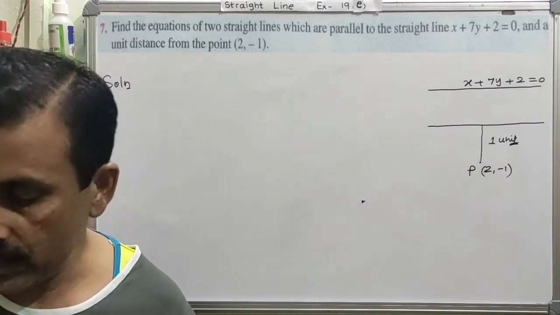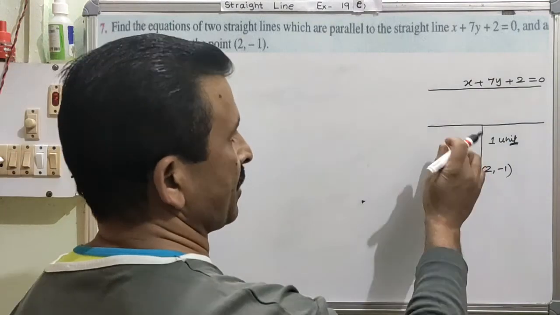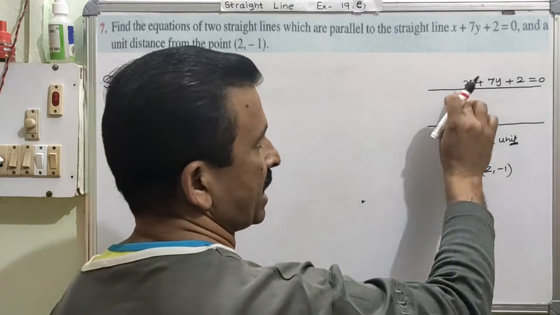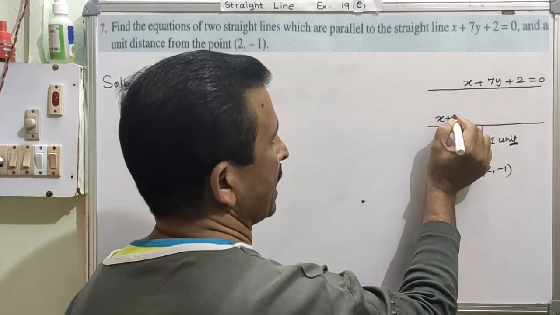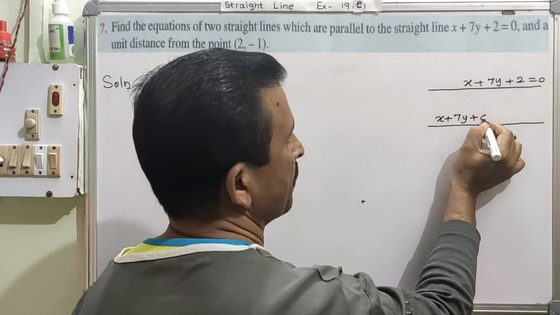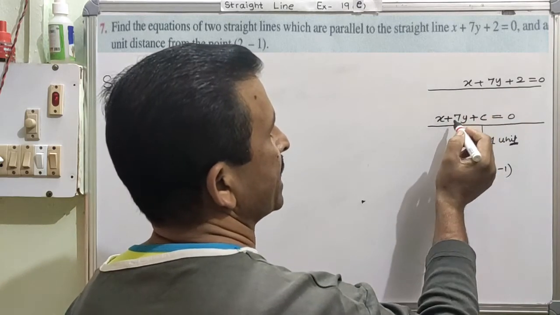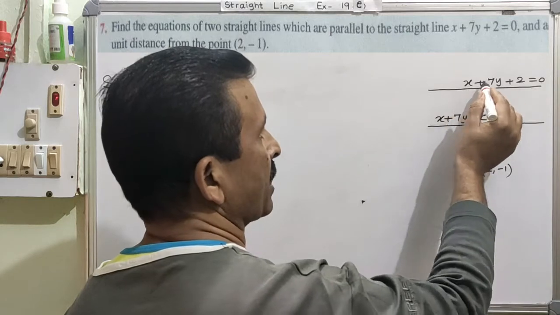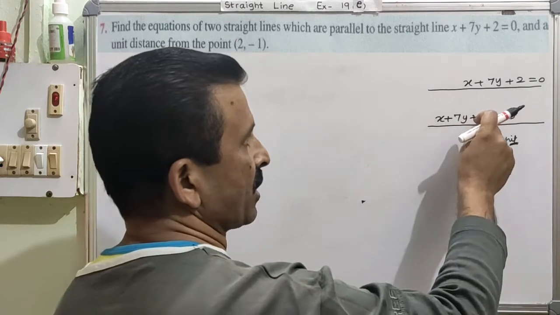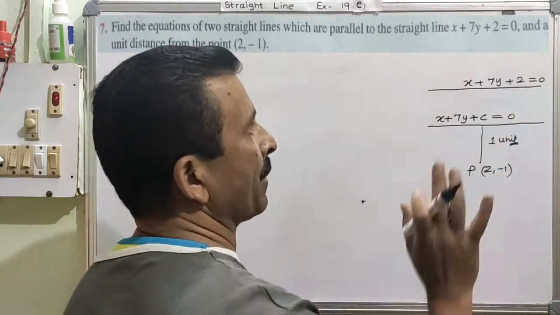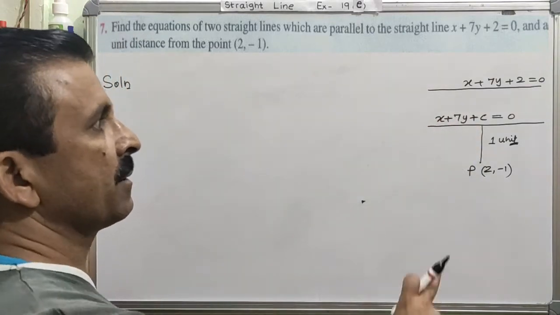Is this very clear? So in order to solve this question, let us assume the equation, because this line is parallel to the given line. So I will assume the equation of this line as x plus 7y plus c. There will be only a difference in the constant. The other two parts will be the same because they are parallel. Only there can be a difference in the constant. If the constant also becomes the same, then the two lines will be overlapping.